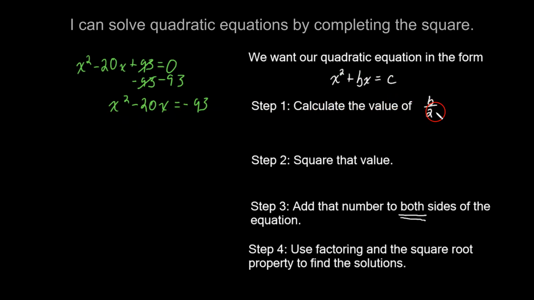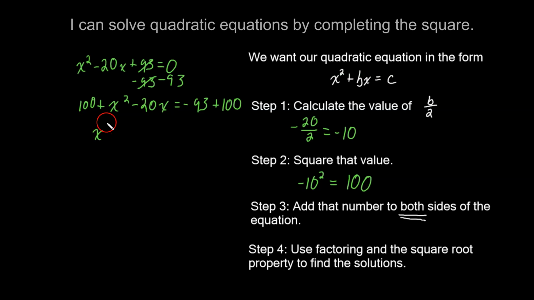Calculate the value of b over 2. Our b is equal to negative 20, so we get negative 20 over 2, which is negative 20 divided by 2. That is negative 10. Now it says square that value. So negative 10 squared is equal to 100. Negative 10 times negative 10 is positive 100. Now we need to add that to both sides of the equation, so we add 100 and we add 100.